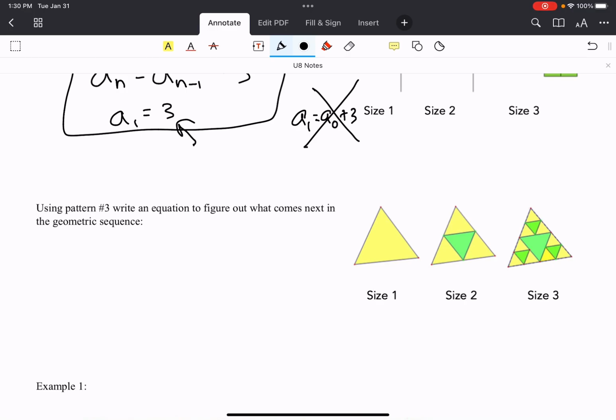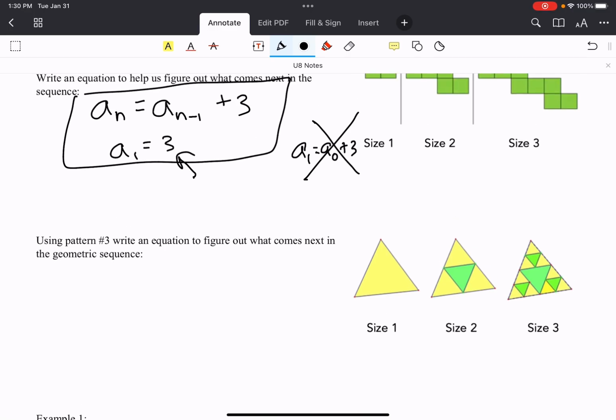Okay, so now let's write one for this one. First part of my formula is I have to have my first term, 1. So I know where to start, right? Then to get the next term, you take the previous term and do what? Times 3. Good. We're doing okay?